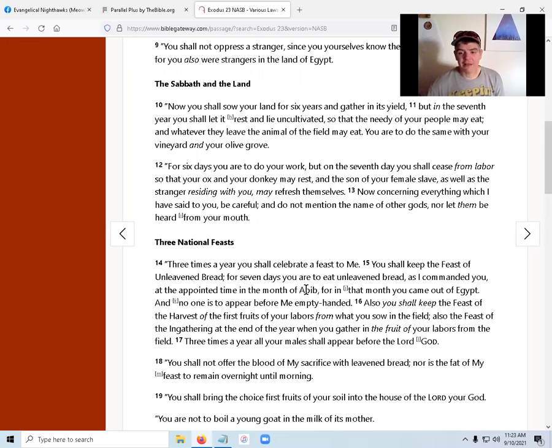the month of Abib, they didn't have February, March, April, May. You shall keep the feast of harvest of the first fruits. The first fruits, the feast of harvest. Like I said, they're farmers.